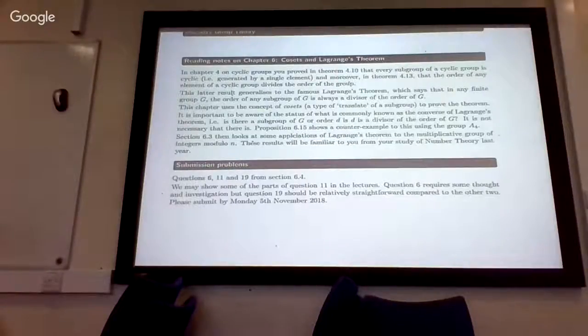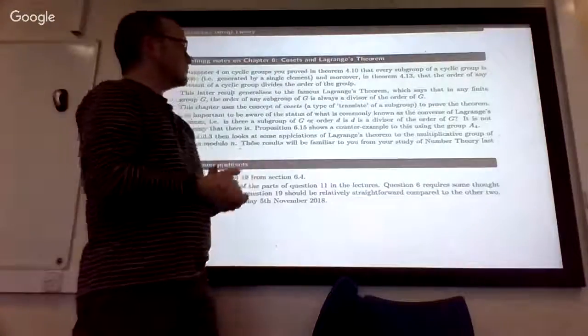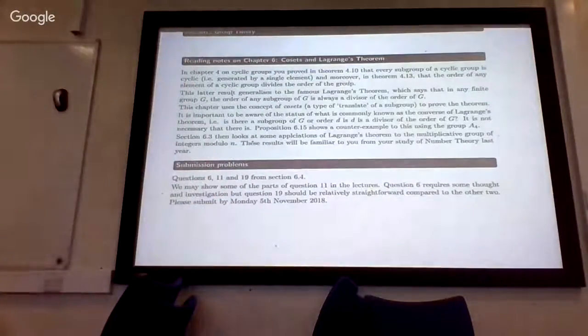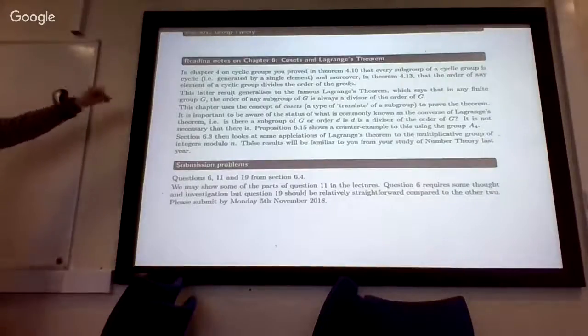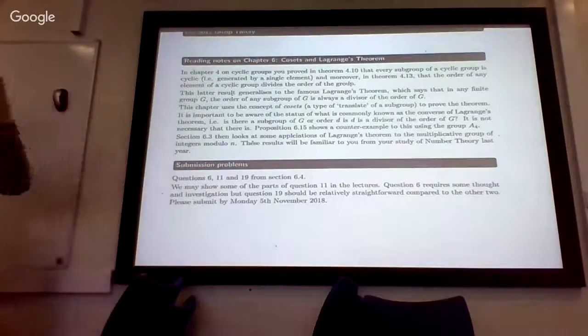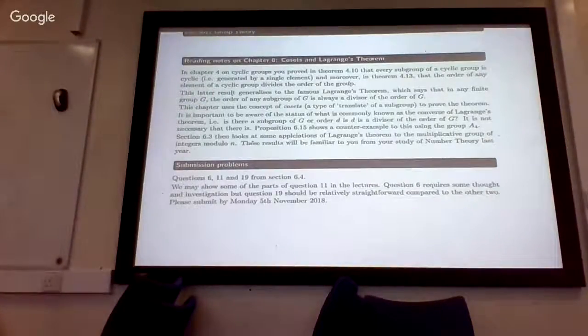And moreover, in theorem 4.13, you proved that the order of any element of a cyclic group, the order of an element, is the smallest power of it that gets you back to the identity. Or equivalently, it's the size of the cyclic subgroup generated by that element. You proved that that must divide the order of the containing group. And that's the thing that we're going to generalize to give Lagrange's theorem.